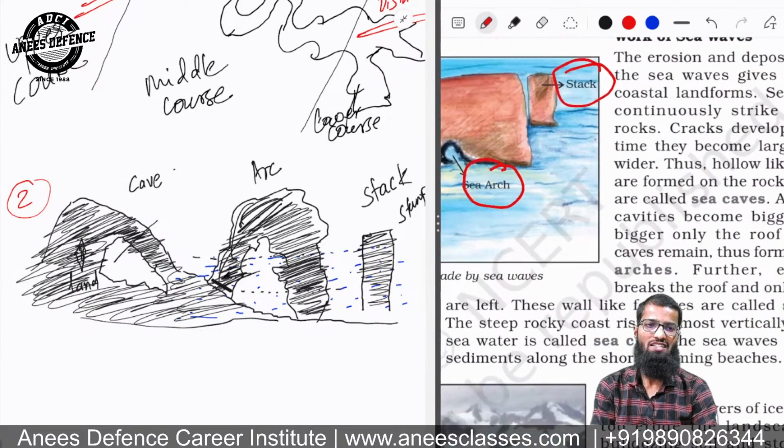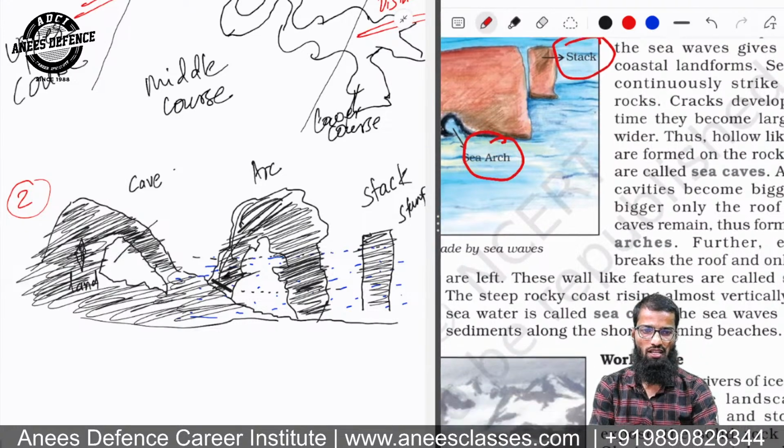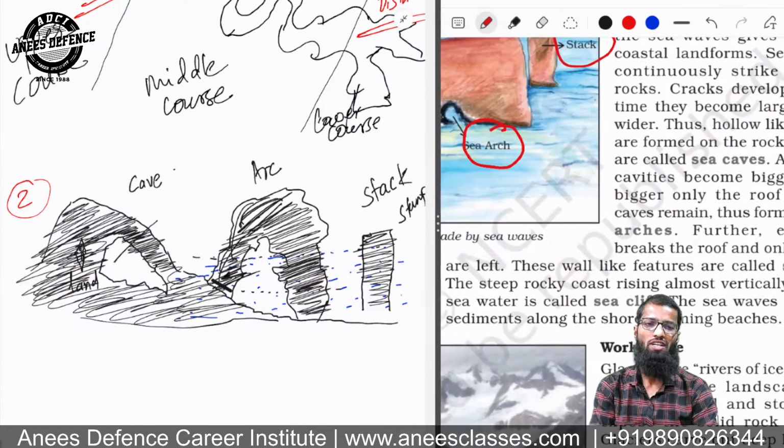So sea waves continuously strike at the rocks and it creates cracks, and the cracks are further developed into caves. Then, due to further action of the water on the sea caves, it gives rise to sea arcs. And then after some time, due to erosional activity, it breaks the roof of the arc and gives rise to stacks. Okay, these things, sea caves, then sea arcs and stacks are important.